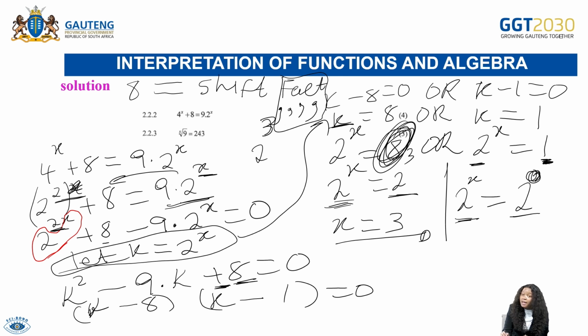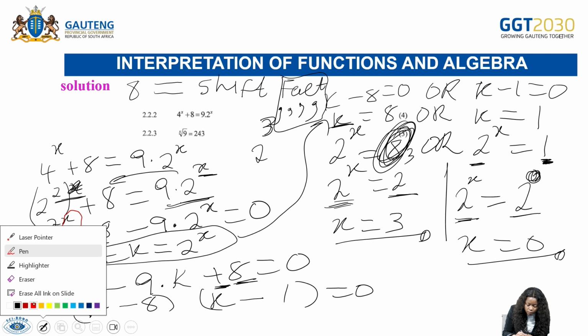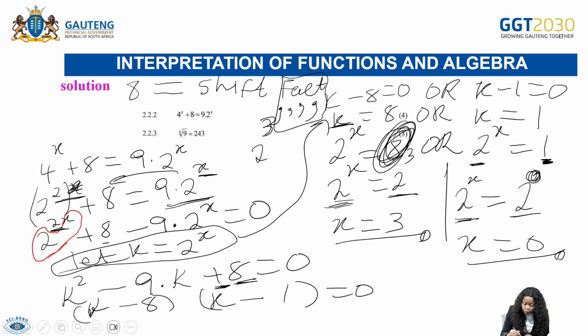So now the bases are the same. I've got a 2 and a 2. So now I'll say x is equal to 0. Since the bases are the same, I am allowed to equate the exponents. Then you get your full 4 marks. So let's substitute. You're going to get your full marks.